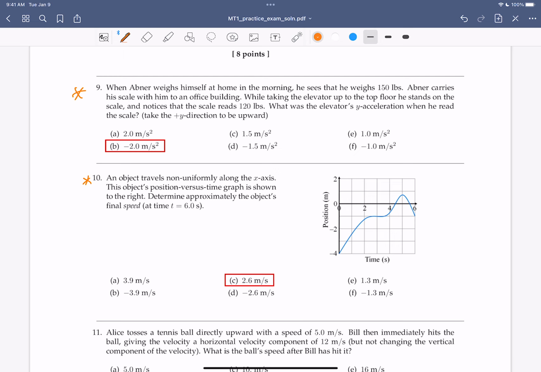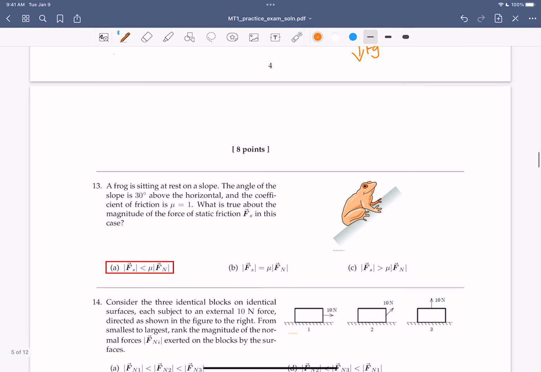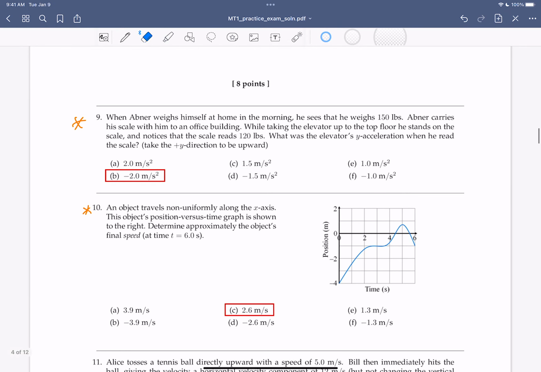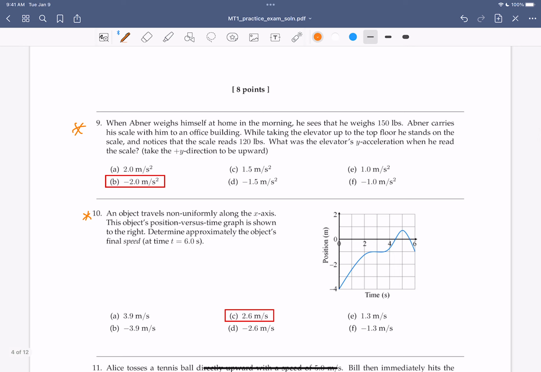So, let me see what 13 is. 13, that's really quick too. Okay, so I'll just jump to number 9 for a sec. It says, when Abner weighs himself at home in the morning, he sees that he weighs 150 pounds. Abner carries his scale with him to an office building. While taking the elevator up to the top floor, he stands on the scale and notices that the scale reads 120 pounds. What was the elevator's y acceleration when he read the scale?